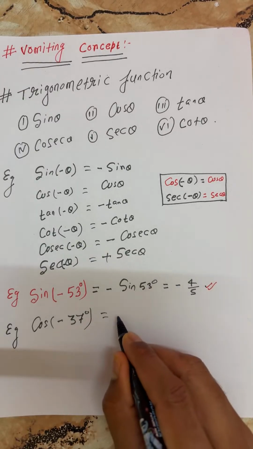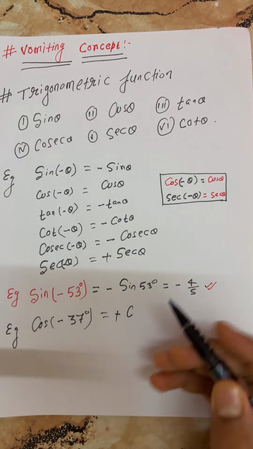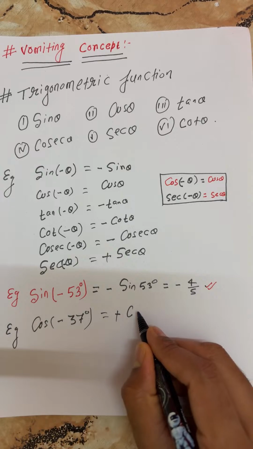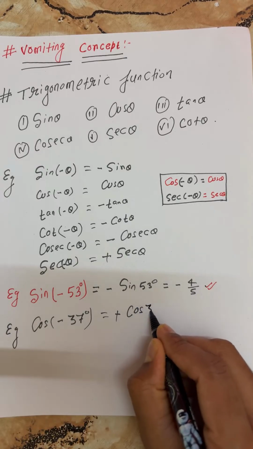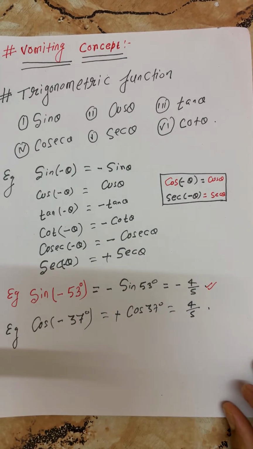Cos of minus 37 here, what you can say? Plus, because cos can digest a negative sign. So plus cos of 37 degree, which equals 4 by 5.